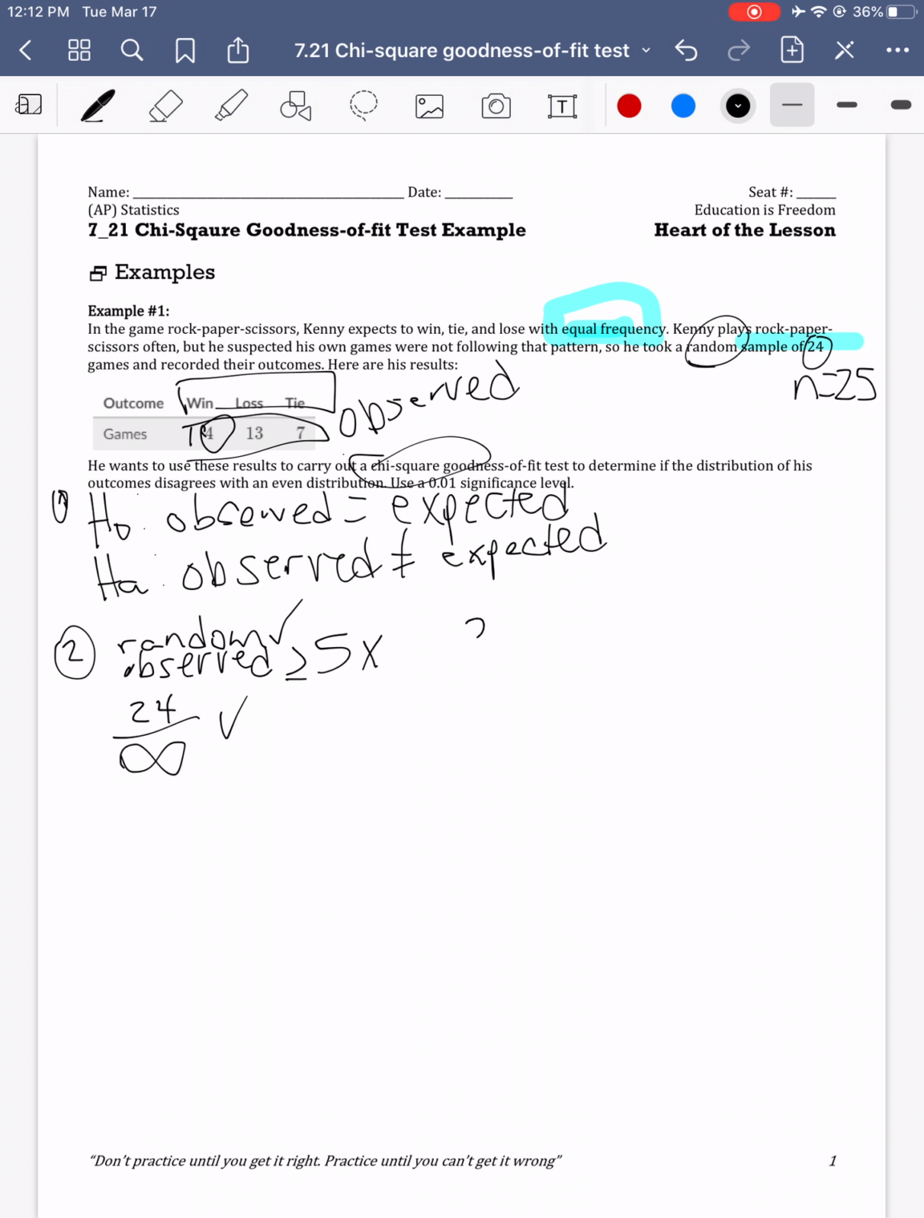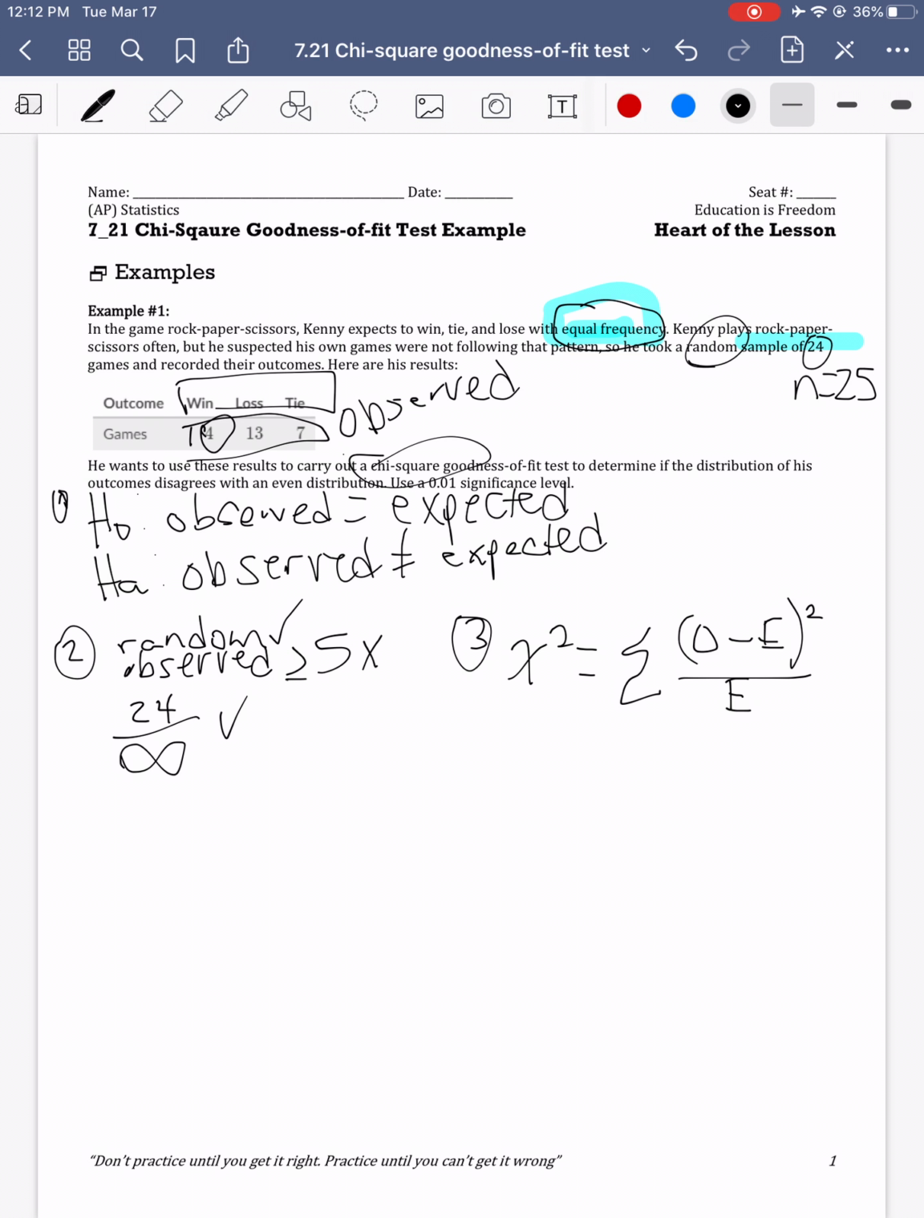Third step here is to calculate our test statistic. So we need to calculate chi-squared. That was the formula we did yesterday: the sum of our observed values minus the expected quantity squared over our expected value. Many of us were having some trouble yesterday calculating the expected value, so I want to go over how to do that in this lesson just so that we're all on the same page. Because we are looking at equal frequency, we would expect these to be distributed equally.